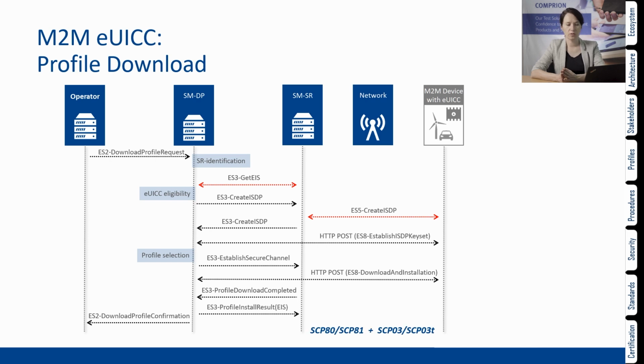Again, we have here the SCP-03 and 03T protocols together with SCP-80 and 81, so a kind of double encryption. Last time I compared this with two envelopes: you put the profile itself in one envelope and then put this envelope in another envelope. This is the kind of encryption being performed here.